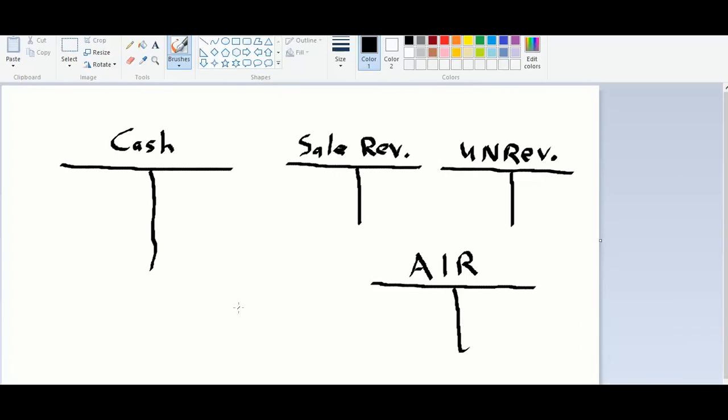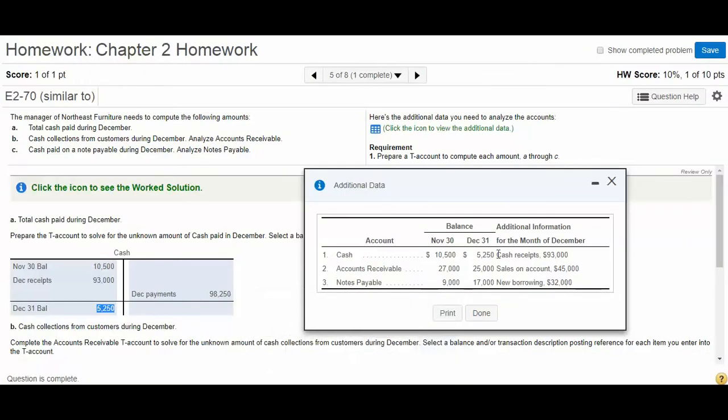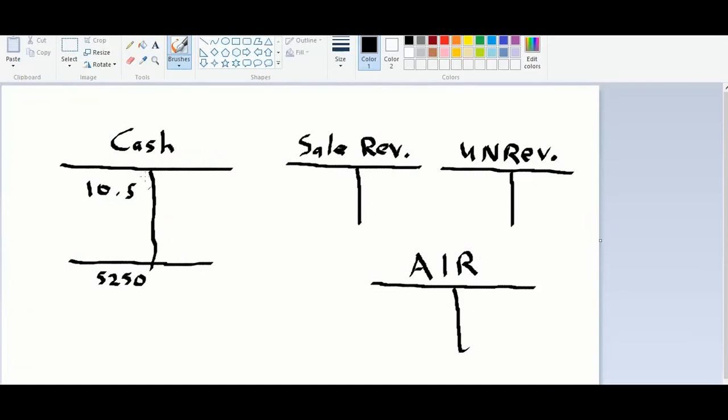Okay, the problem said that beginning cash was 10.5. So we know that's how we started. And then we ended up with 5,250. 10.5 is 10,500, just shorthanding it. And then it says that cash receipts was 93,000. I'm reacting to this right here where it says cash receipts 93,000. When we receive cash, cash goes up. Cash is an asset, so it's going to go up on the left-hand side, 93,000.